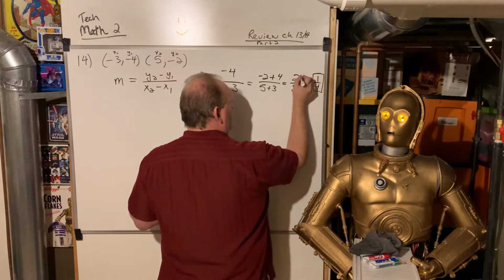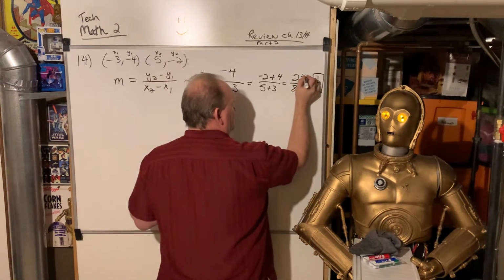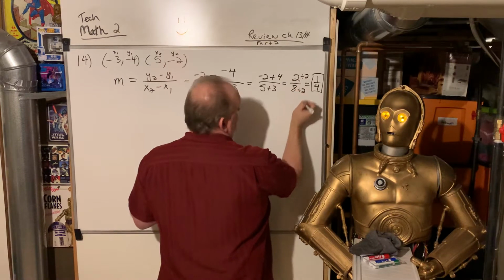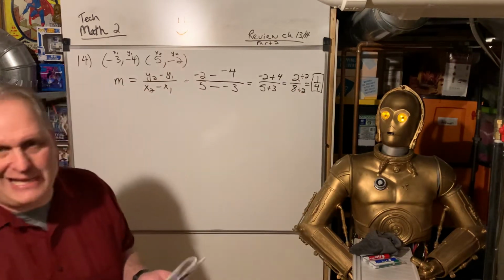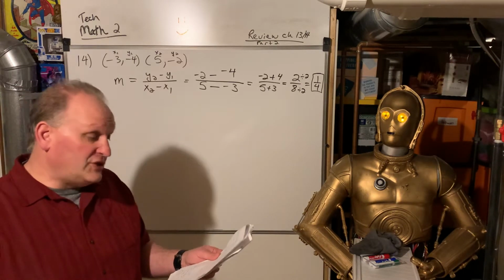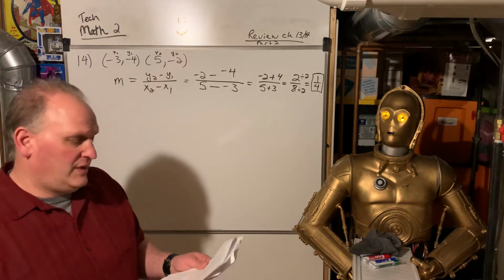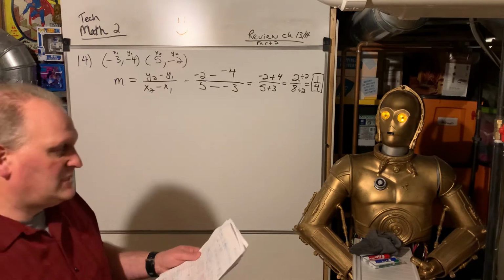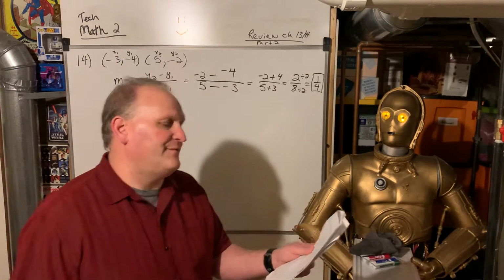Although, truth be told, if you told me 0.25, I'd still give you full credit. And you could get 0.25 by taking 2 divided by 8. So normally with slope, you write it as a reduced fraction 1/4. But I would still give you full credit for 0.25. All right?